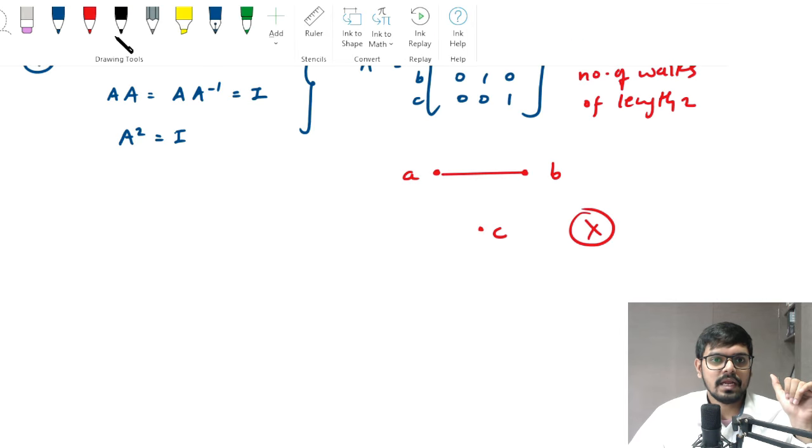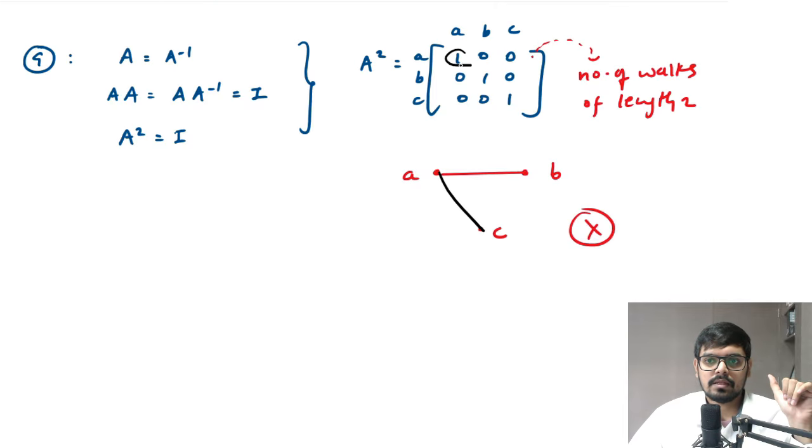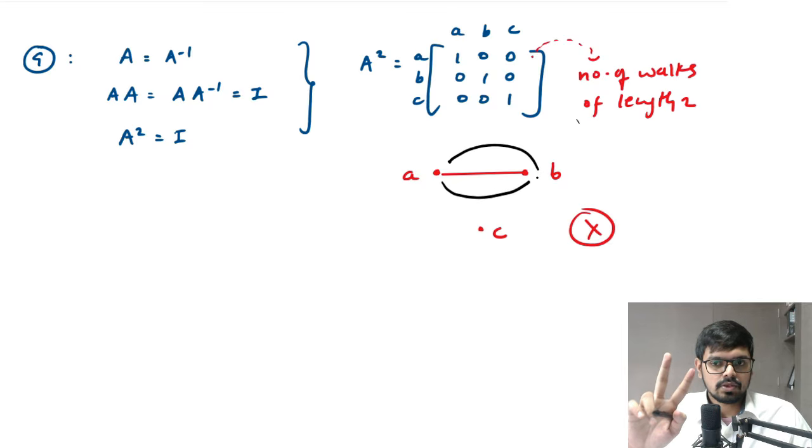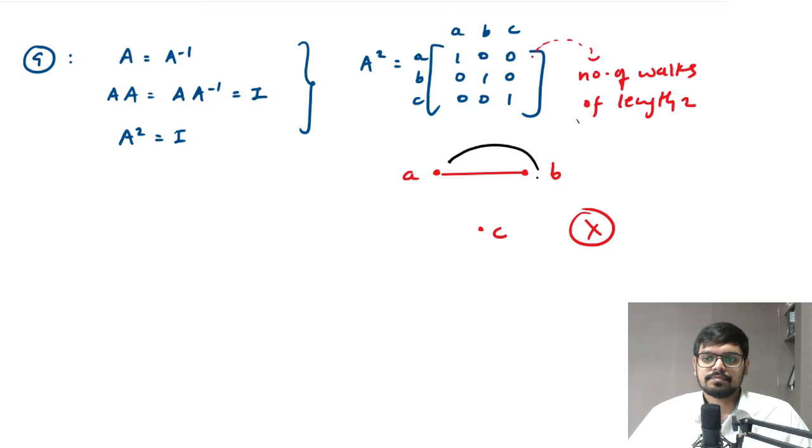Don't try to connect A to C. If you try to connect A to C, then this entry is wrong. Then you have 2 such walks. A to C, C to A is also there. A to B, B to A also there. So 2 such walks are there. So you cannot connect A and C vertices. Only A, B. Then B to B, yes. B to A to B, length 2, number of walks 1.